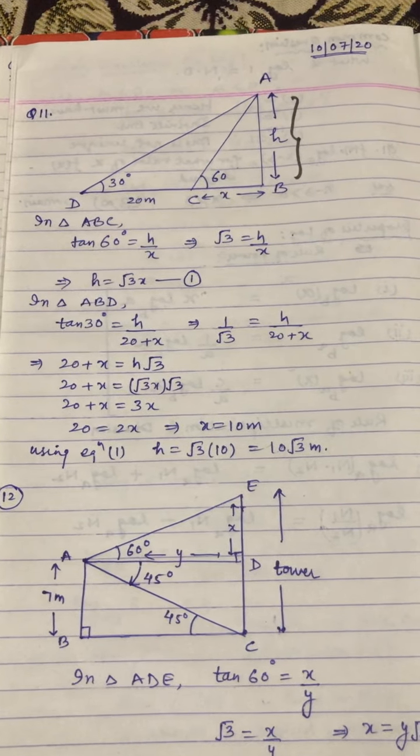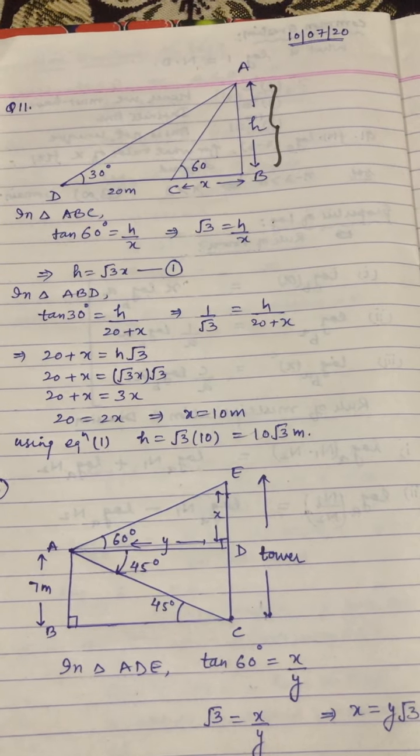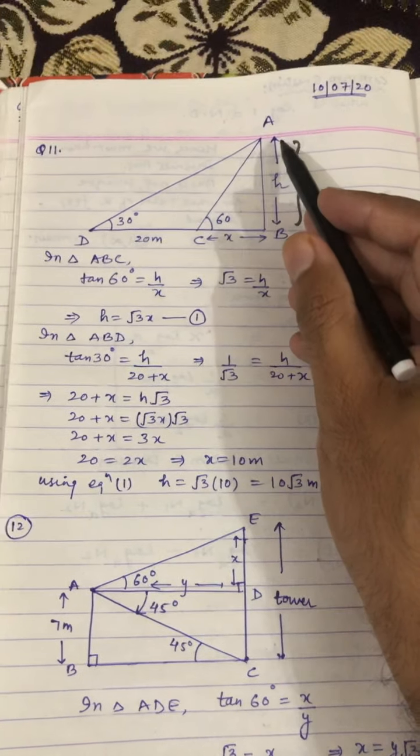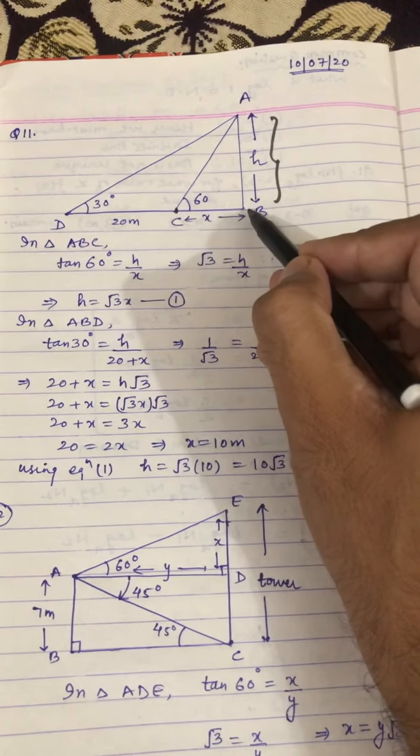Exercise 9.1, question number 11, which says that a TV tower stands vertically on a bank of a canal. So, this is the TV tower. I have assumed the height as small h, and this is the canal. This is the width of the canal.